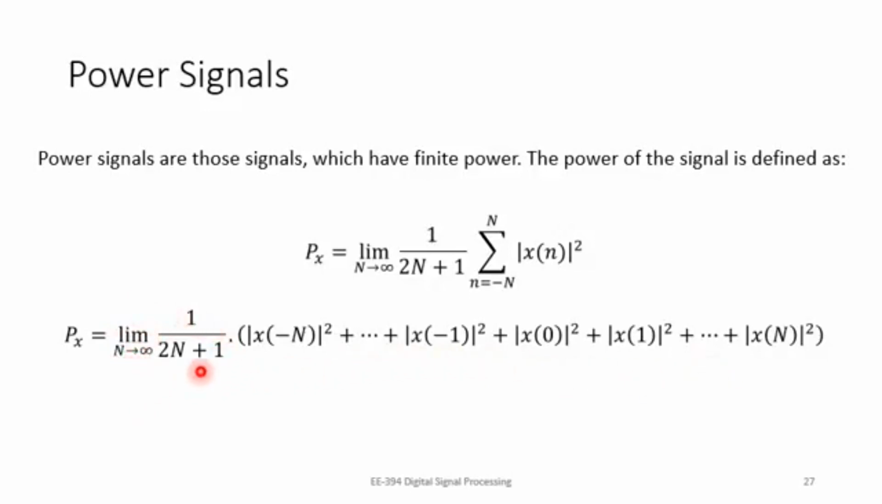And this expression is expanded in this form. So everything else remains the same. The summation from minus N to N is now expanded to x[-N] whole square plus x[-1] whole square plus x[0] whole square plus x[1] whole square, and so on till x[N] whole square. So these are 2N plus 1 samples, so that's why I divided them by 2N plus 1, and then we apply the limit N tends to infinity.